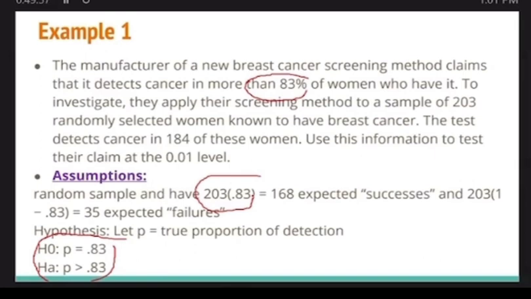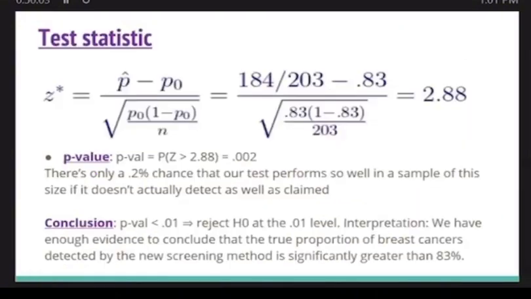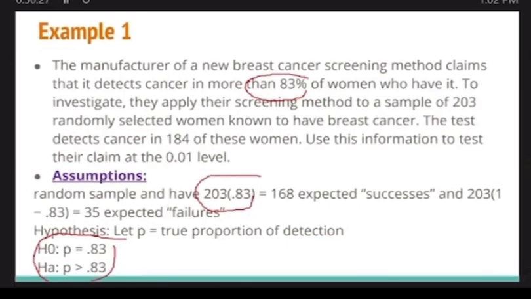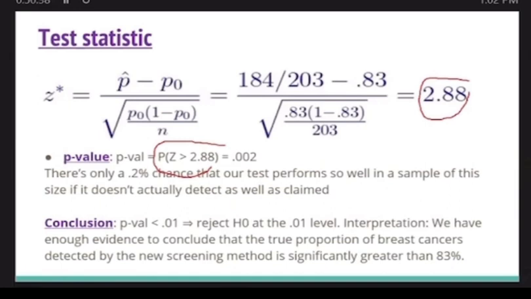You've got to make sure you formulate the hypothesis correctly. Then after that, you move to the test statistic where you're just going to plug in your values, the one for p-hat, the one for the hypothesis. At the end of the day, I got 2.88. Now I need a p-value. It's going to be the probability of a z greater than 2.88. Why greater than? Because the nature of the alternative is greater than. If you specify the alternative wrongly, your p-value will be wrong. At the end of the day, we got 0.02 as the p-value.